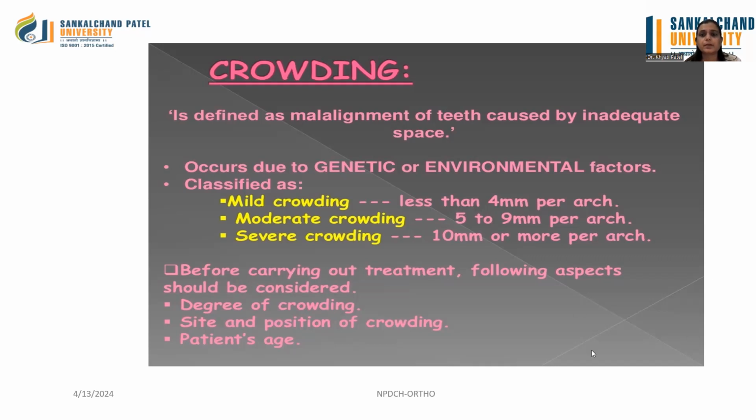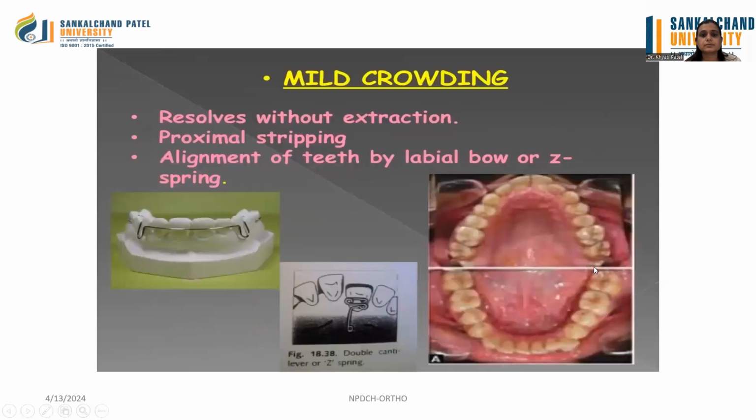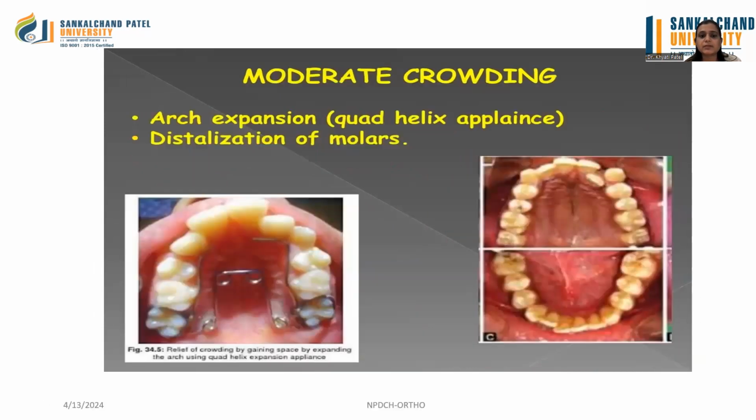So you can see in the figure, there is mild crowding. So it's 3 to 5 millimeter. So we can treat the patients with the proximal stripping. Sometimes if the patient comes at a younger age, we can align the teeth by using the removable appliances.